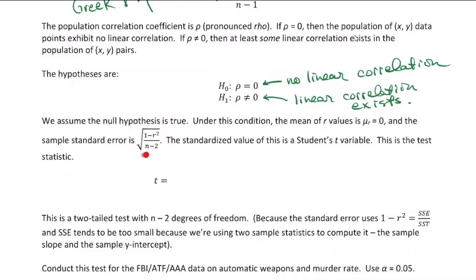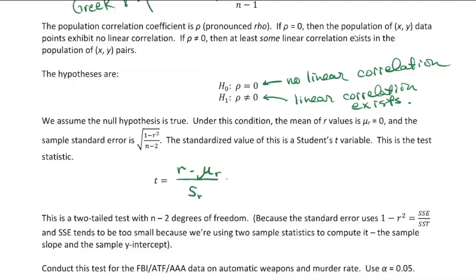So this turns out to be the standard deviation, or the standard error, and that's a difficult argument. The standardized value for this, meaning when we take a z-score, it turns out to be a t-score, not a z-score. So the standardized value of it is the student's t statistic. This is your test statistic for the hypothesis test. Normally you would take the R, subtract its mean, and divide by the standard error, which would be the standard deviation of R values.